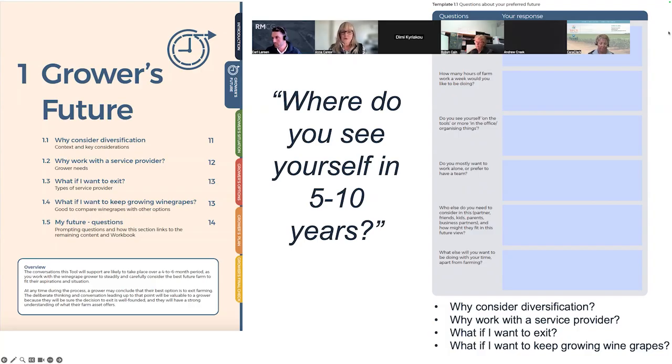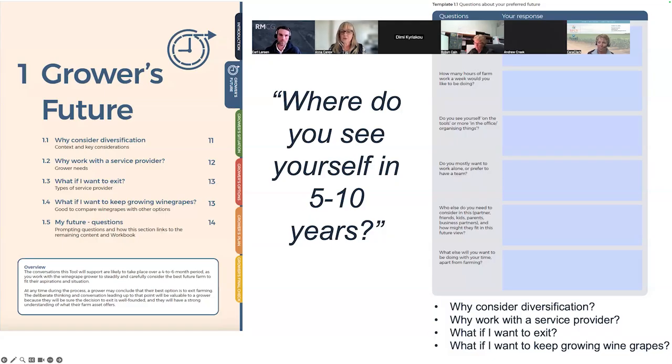The fundamental question that chapter 1 asks of the grower is, where do you see yourself in 5 to 10 years? This is a really simple question, but the feedback we get, from the service providers we worked with during this project, and certainly during RMCG's 30-odd years of agribusiness coaching and support, is that it's deeply important.